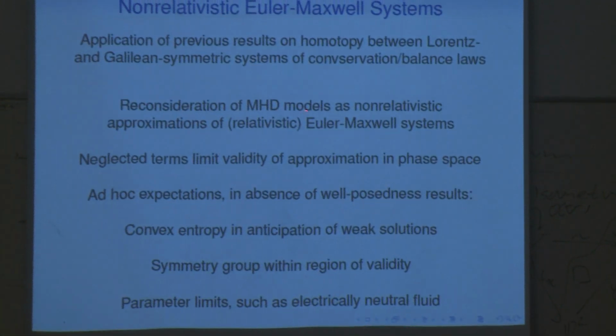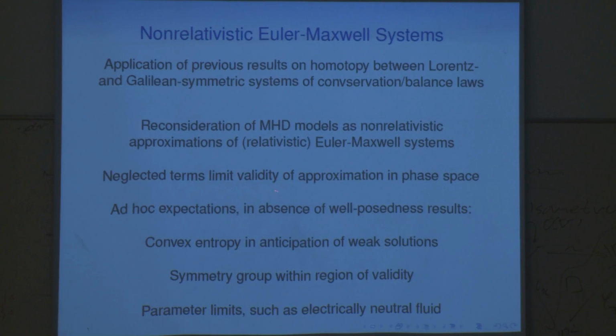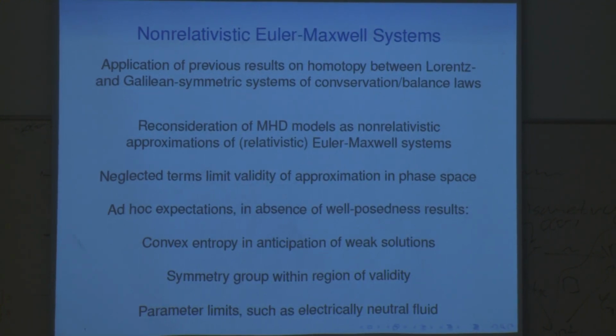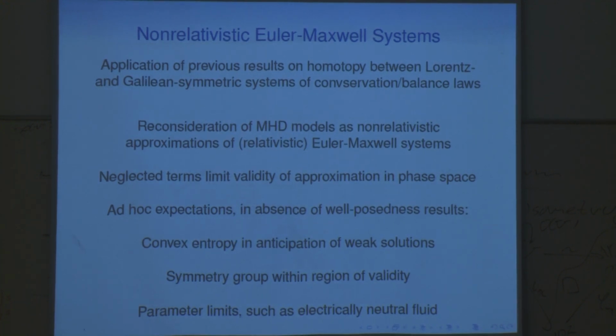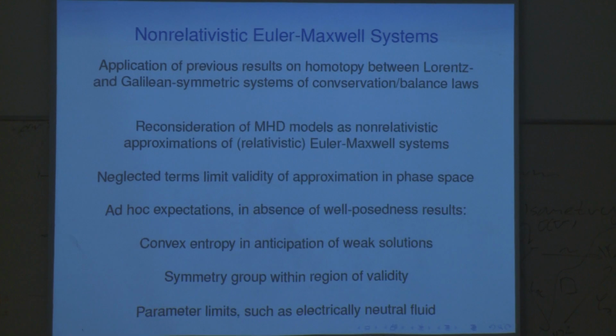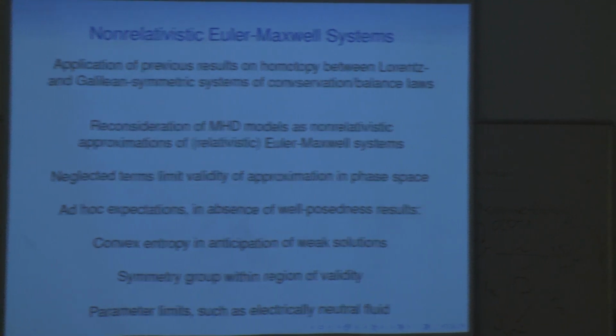All right, we want to reconsider MHD models. When we neglect terms, obviously this will limit the region of validity in phase space. And for these systems, we can't begin to prove well-posedness, either of the original system or of the approximations. So the question is, what properties are you going to want on the approximate systems?